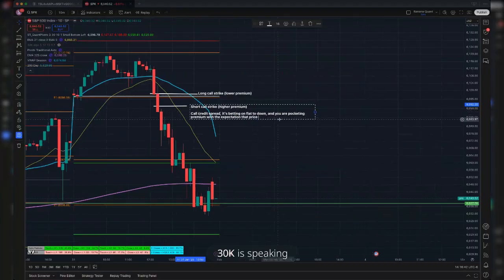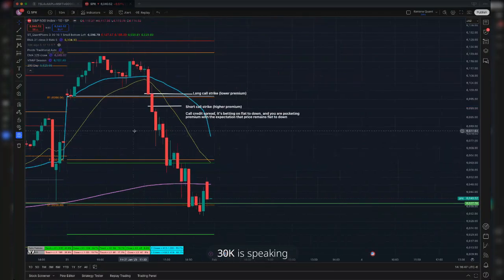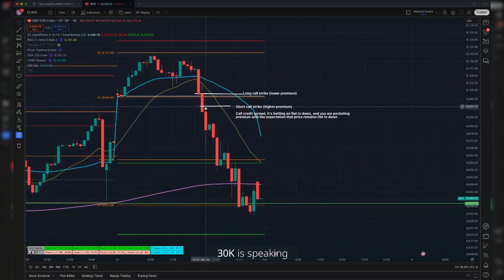You're pocketing premium with the expectation that price remains flat to down. So if you saw this single candle and you sold a 6090 call at 12:30, and you bought a 6100 call, you probably would have gotten, I'm going to guess, about $5 in premium on the $10 spread. As long as the price doesn't close above 6090, you make max profit.